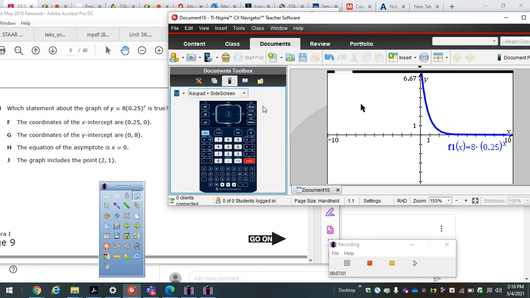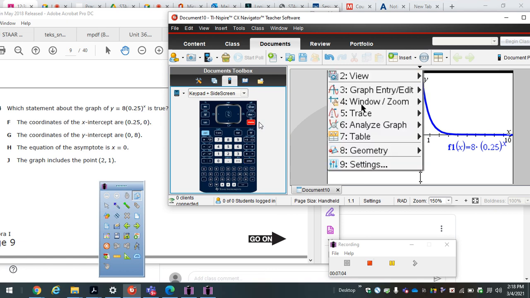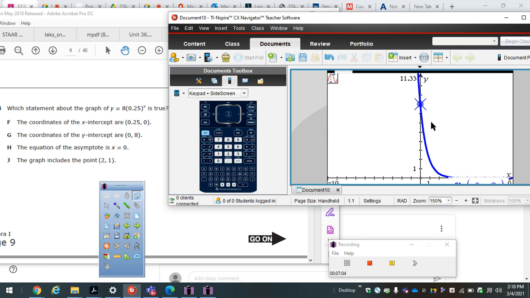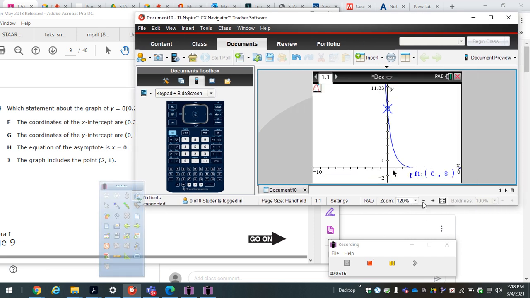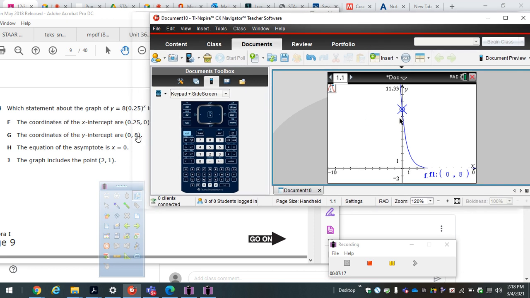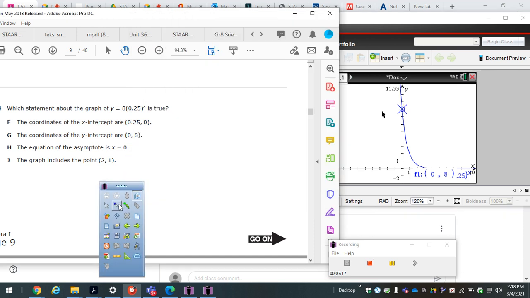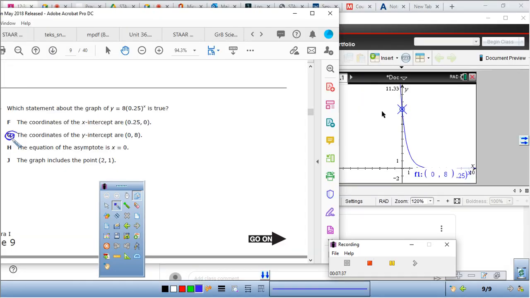Let me go to menu, then trace, graph trace. Now, if you go right there, we're looking for 0, 8. Does it go through 0, 8? Think of that. Does it? The way you can do that is go back and forth like this. Oh, and it even says y-intercept. So that's my answer right there, for sure.